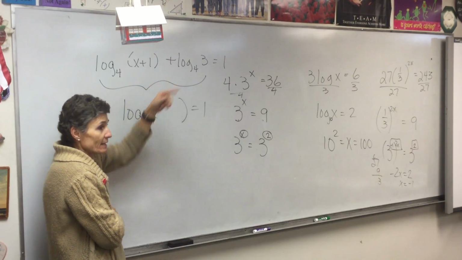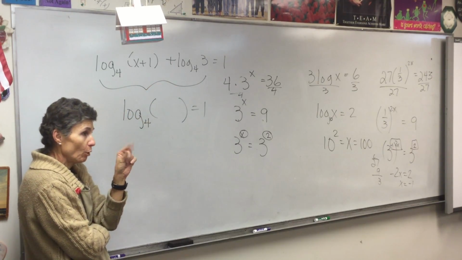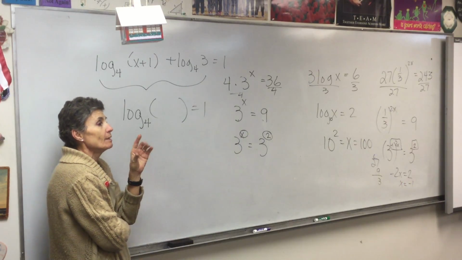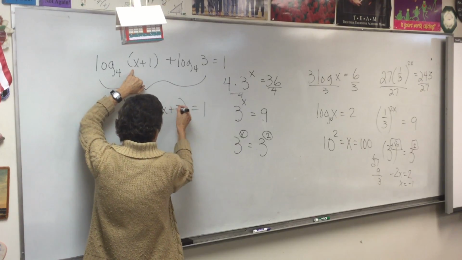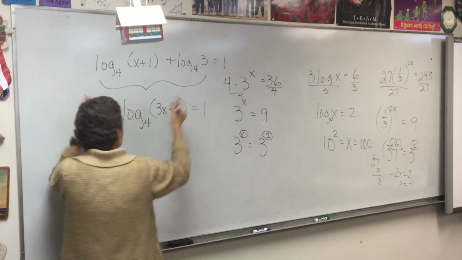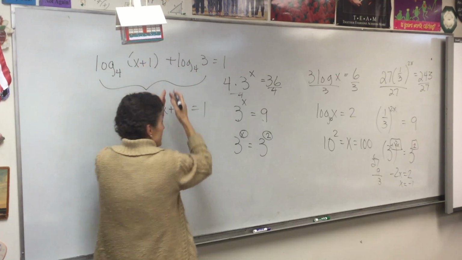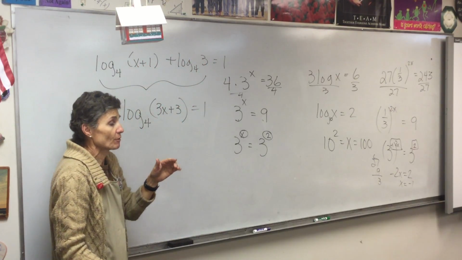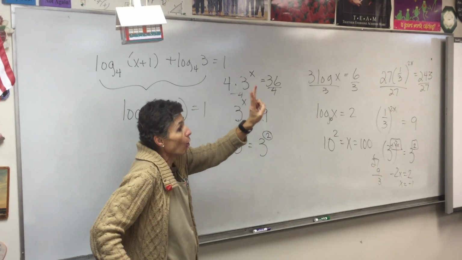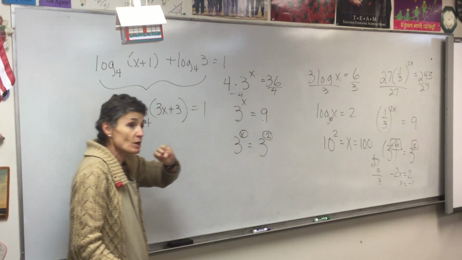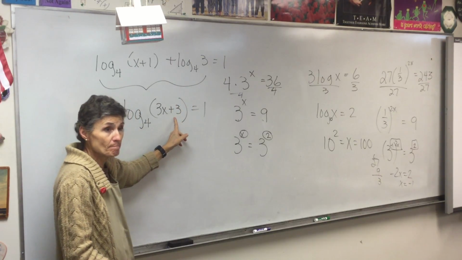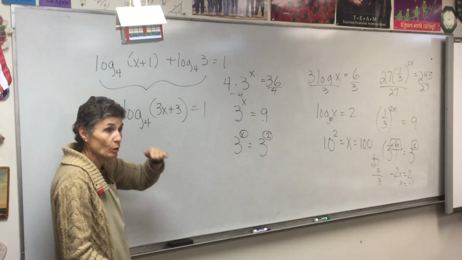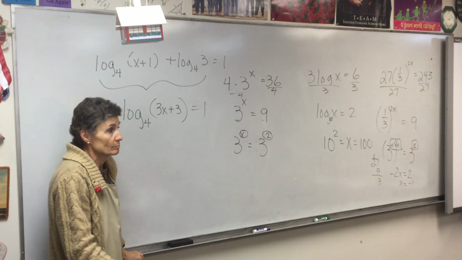Now, they're being added. So when I put them together, what will I do? I will distribute, I will multiply, so it will be 3x plus 3. When I put the two logarithms together, they are always going to go together as either a multiplication or a division. How do I know which it is? If it's an add problem, I multiply them. If it's a subtract problem, I would divide them. Okay?